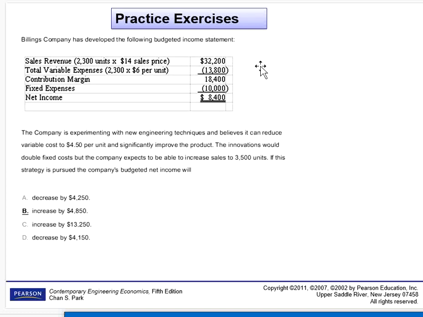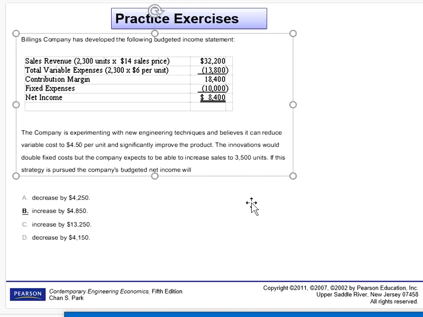So what will be sales? You need to do it by yourself. I'm not solving it here. What will be your total sales? It will be 3,500 multiplied by 14. This is not changing, right? 3,500 from here, the new sales number, times 14. Variable cost is 3,500 multiplied by this new number 4.50, right? And the contribution margin, the new one. Fixed cost, instead of 10 it will be 20.